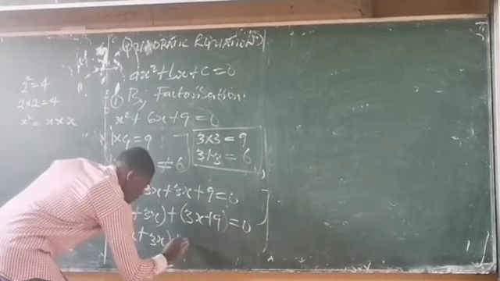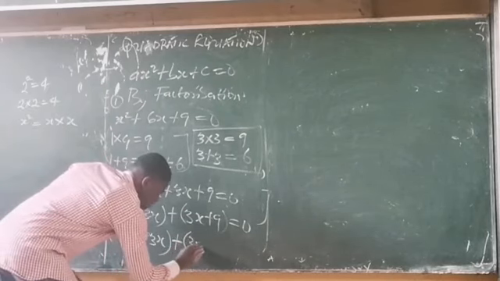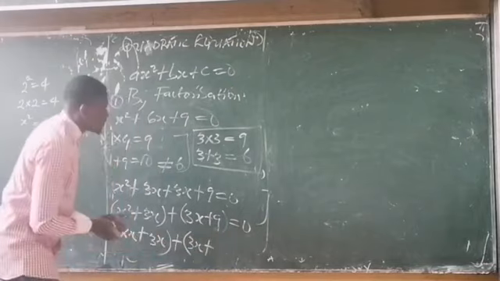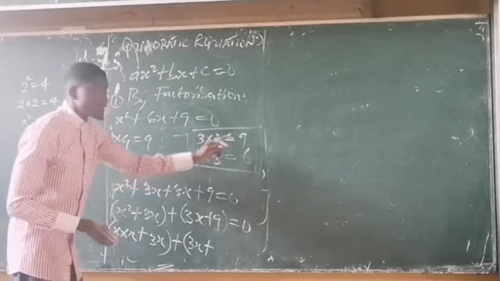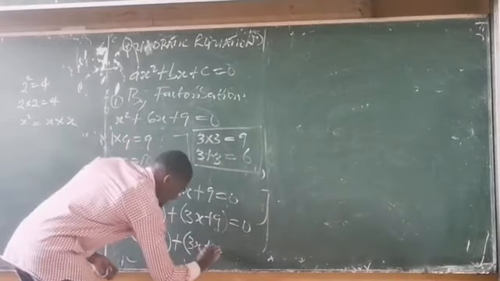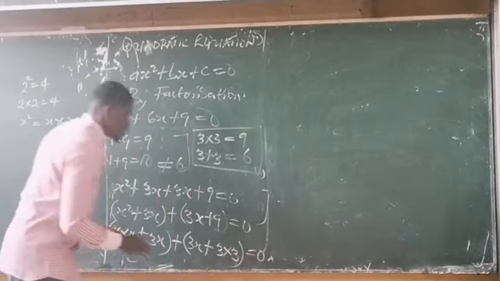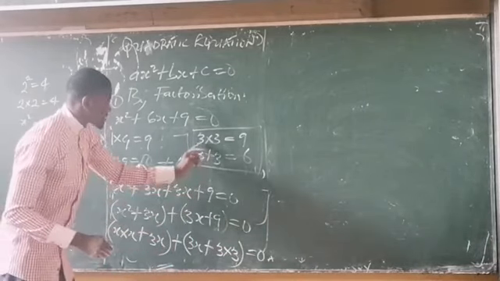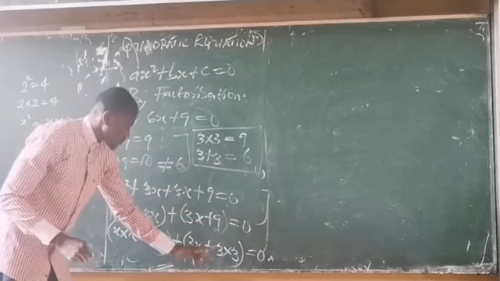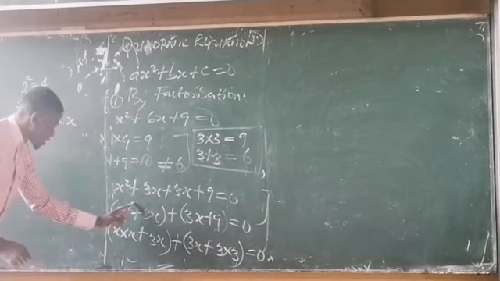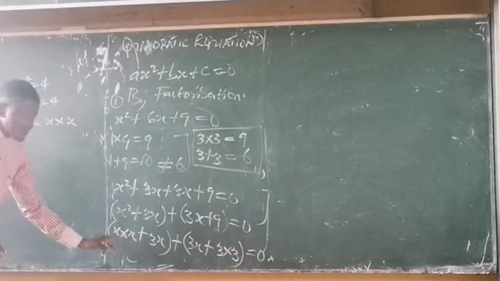Plus, open bracket, this is 3x plus, remember from earlier, 3 times 3 gave us 9. So plus 3 times 3, which is 9, is equal to 0. So in place of 9, we can put 3 times 3, and in place of x squared, we have x times x.